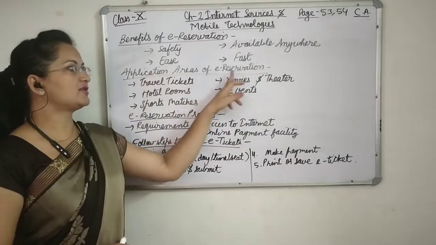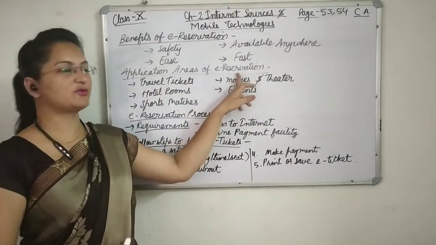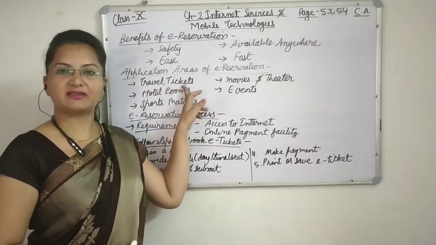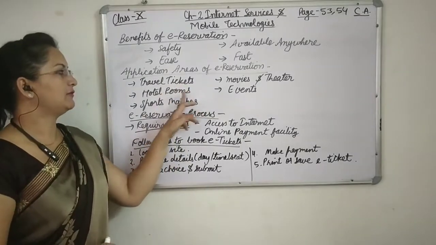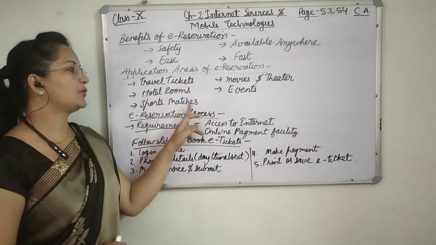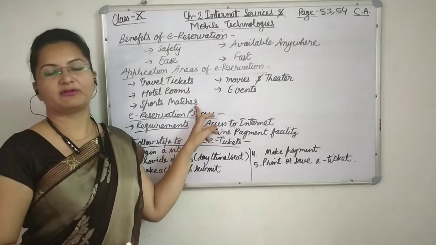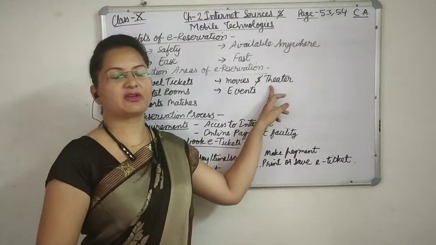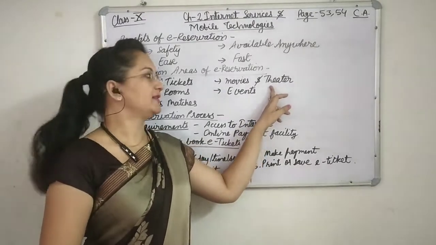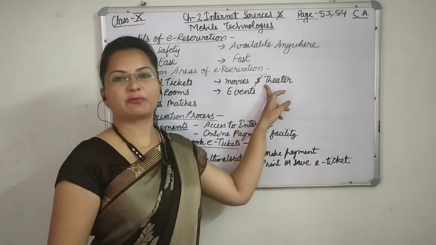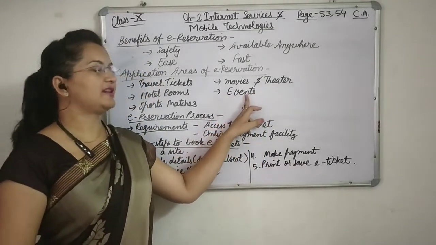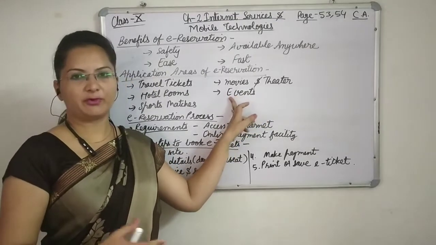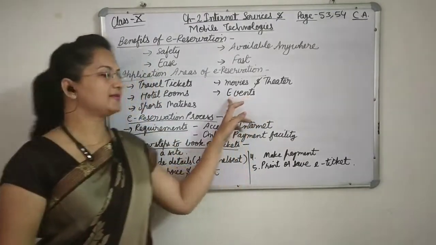Next is application areas of e-reservation, where this process is used to book the ticket. So that is to book the travel tickets, you can book the bus ticket, plane ticket, train ticket, etc. For hotel rooms, you can book rooms. Then sports matches, you can simply book tickets for various sports matches. And then movies and theatres, you can book tickets for movies, theatres, etc., like from the Book My Show website. Then if there is any event like fairs, live performance, so for that also you can book e-tickets and e-passes.